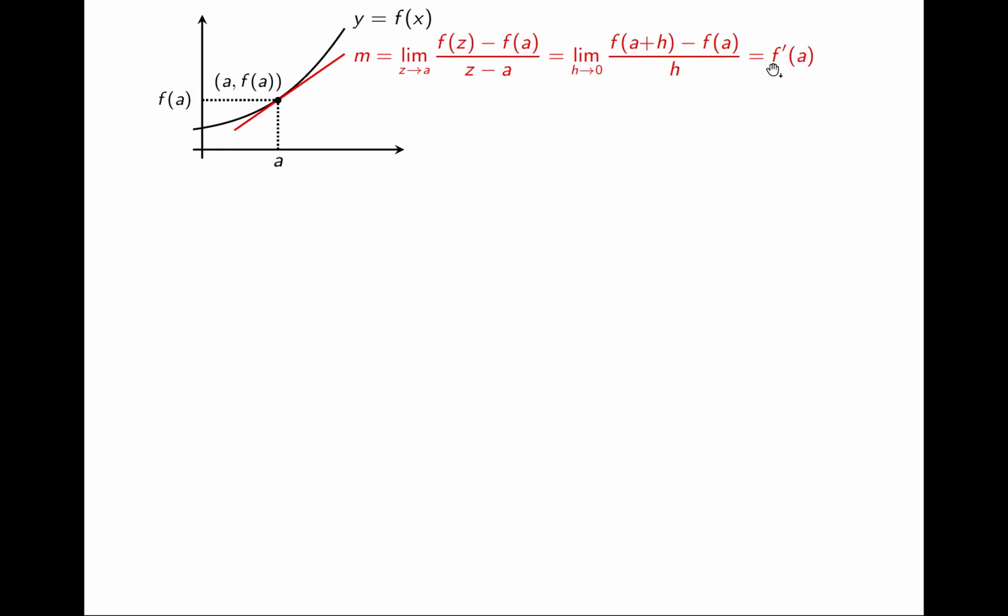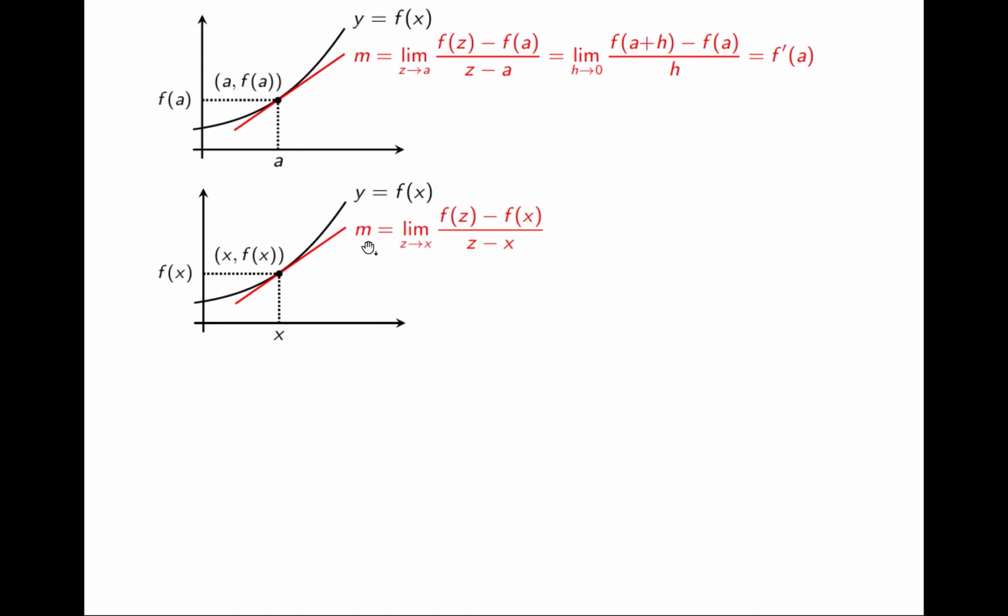Normally when we have a function, you want to put an independent variable of x in there, not a. So let's do that. In this picture, everywhere we see an a, let's change it to an x. I'll redraw the whole picture. We have the graph of y equals f of x, and a particular x value, and over it the point x, f of x, and we have a tangent line, m, and its slope would be given by this limit.